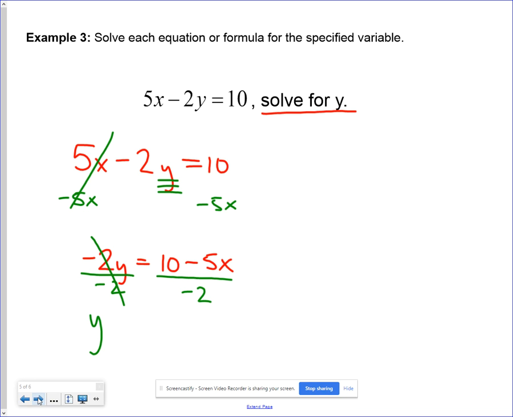And instead of putting the whole thing over negative 2, I can put both of them over negative 2. So what is 10 divided by negative 2? Negative 5. And then you get a negative 5x divided by a negative 2. A negative divided by a negative becomes a positive. You can leave it as a fraction, or you can leave it as a decimal, since 2 doesn't go into 5 anymore. I'm just going to leave it as a fraction. So here is my solution.